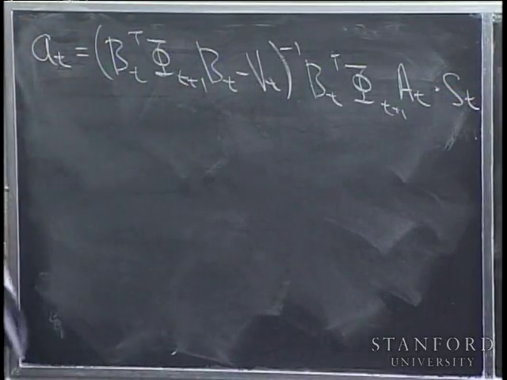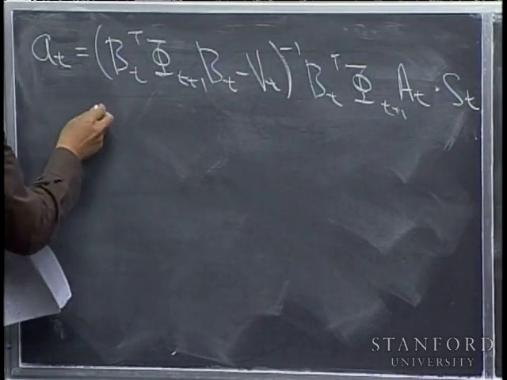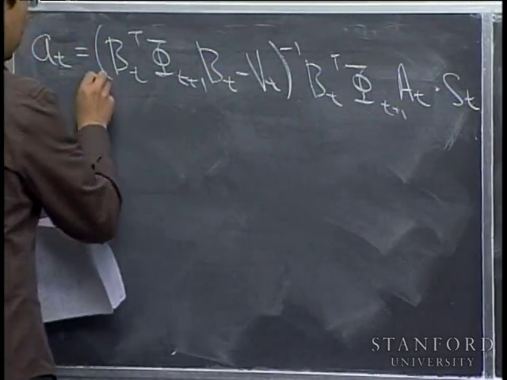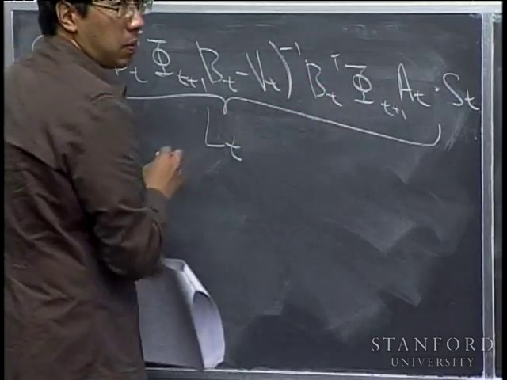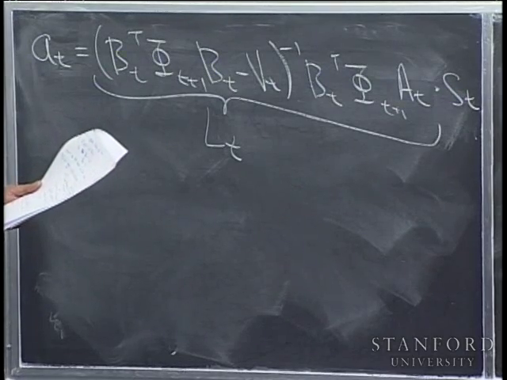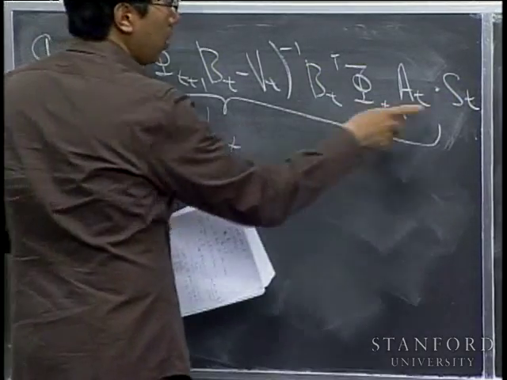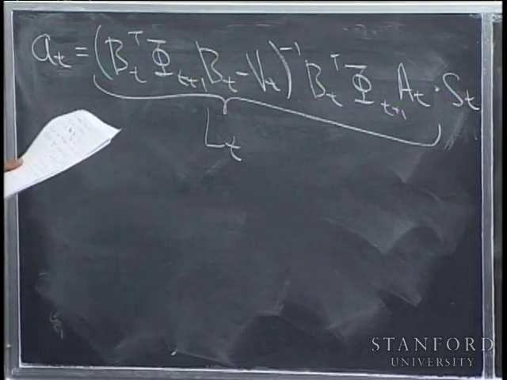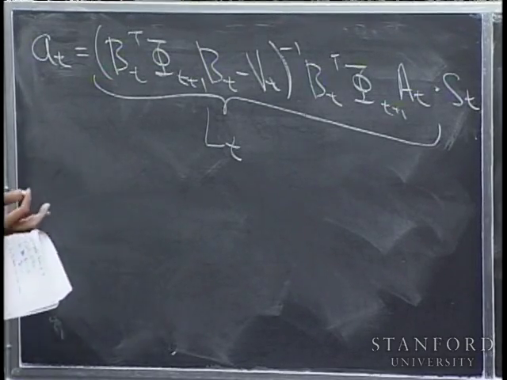s_t, okay? Don't worry about this expression. You can get it from the notes, or you can rederive it yourself. But the key thing to note is that the optimal action a_t is going to be some big matrix, I'm going to call this thing L_t, times s_t. In other words, the optimal action to take in a given state is going to be some linear function of the state s_t.